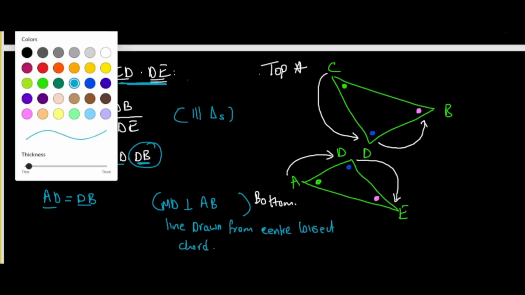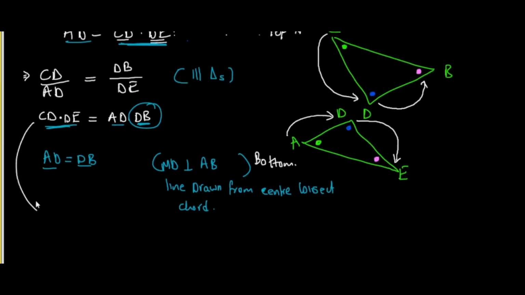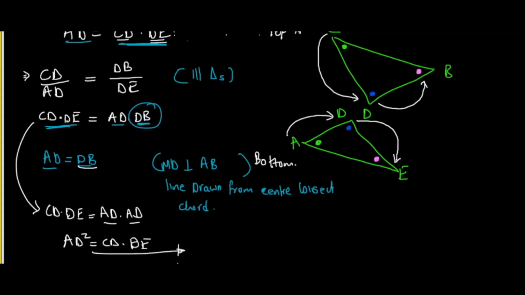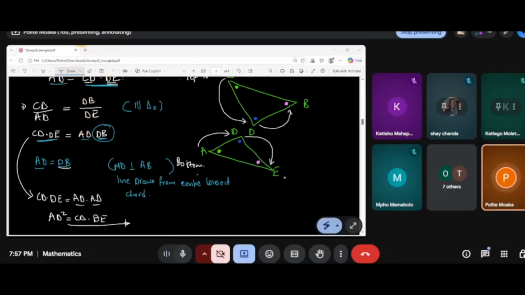So when you have it like this, you can just go back and substitute and say on this equation I have CD times DE, which equals AD times AD. Since they are equal, AD times AD is just AD squared, and this is equal to CD times DE, and that's it. When you have it like this, you'll definitely collect all those marks. And this is it for the lesson.